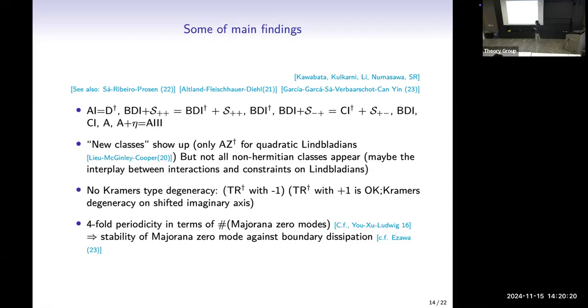And then there's also the fourfold periodicity in terms of n, where n is the number of fermion modes. That is similar to the mod 8 periodicity I mentioned for the regular SYK Lindbladian. Here, I think it's 4 because of the doubled structure. But mod 4 periodicity still survives, so it may suggest that Majorana zero modes may be stable against dissipation, as far as the bulk is topological. Boundary Majorana zero modes may still be stable against dissipations. Okay, I don't have a proof for this.